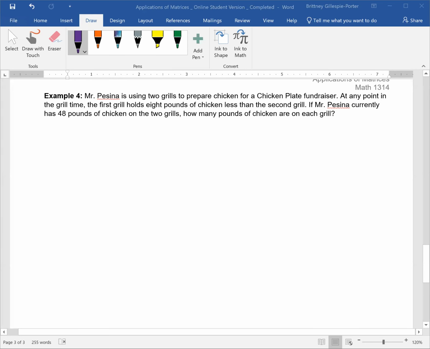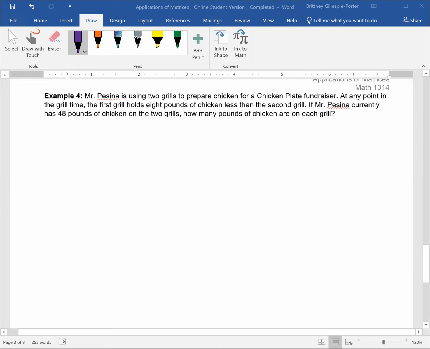Okay, so our next one gets to be a little bit confusing because of the equations. We start talking about less than, more than, and that can be kind of difficult for people to set up. So let's go into the example and try to make it so it's not as difficult.